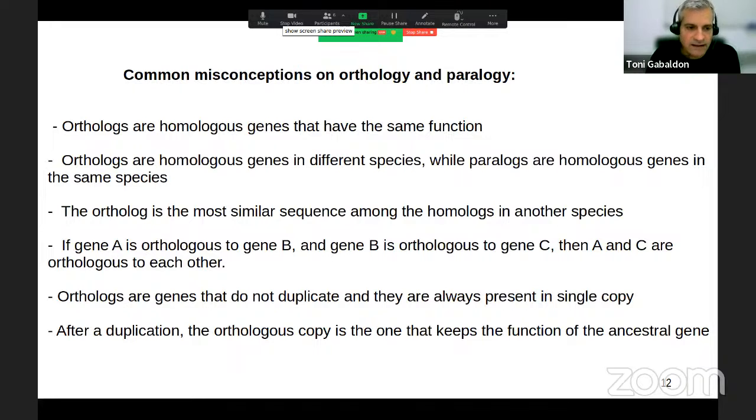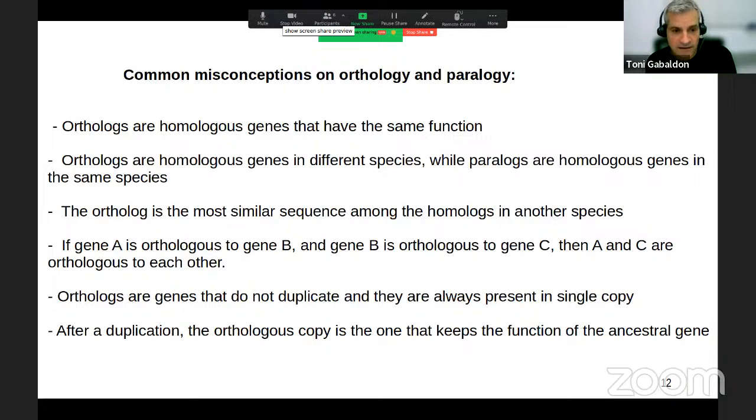So I put some sentences here. All these sentences are wrong, but I still find them from time to time in scientific publications, like assuming that orthologs are homologous genes that have the same function, or saying orthologs are homologous genes in different species, while paralogs are homologous genes in the same species. This forgets that paralogs can also be present in different species. Another one: the ortholog is the most similar sequence among the homologs in another species. That's not always the case, or that's not the only ortholog that one gene may have.